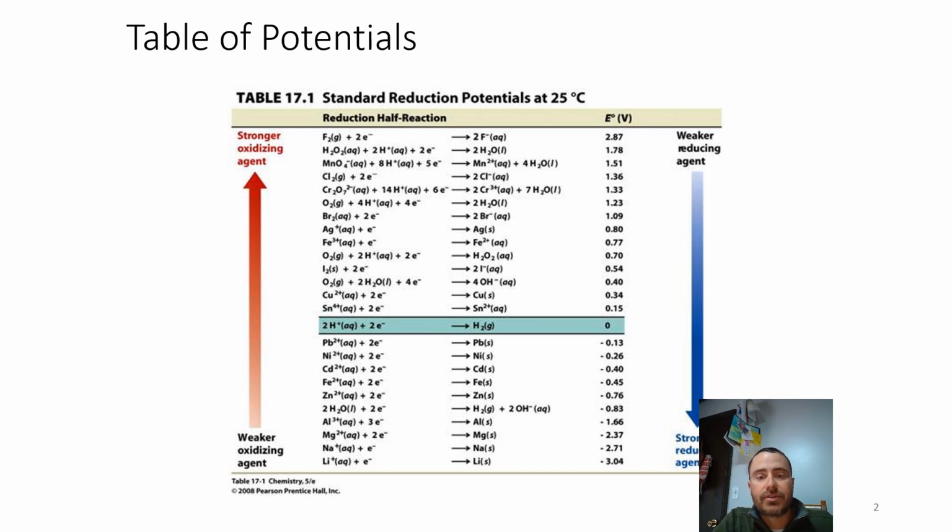Whereas the opposite is true for something like lithium, way down on the right-hand side there. Lithium really wants to lose one more electron, because if it does, it's going to look like a noble gas. The lithium cation looks like a noble gas. And so it really wants to give up an electron, meaning that it really wants to reduce somebody else. It really wants to give its electron to somebody else. So it's a really good reducing agent. It's really strong.